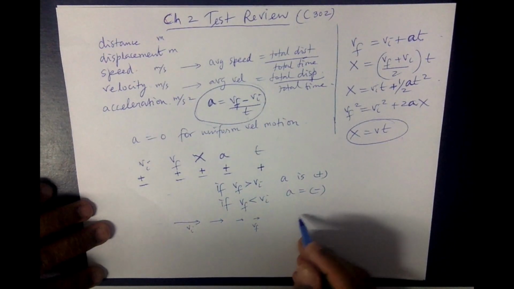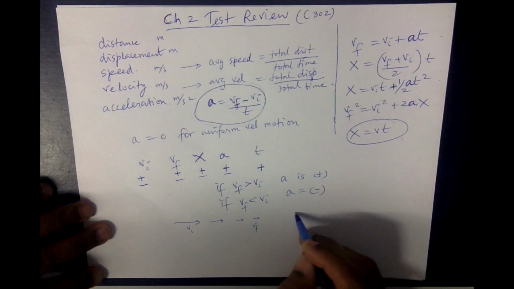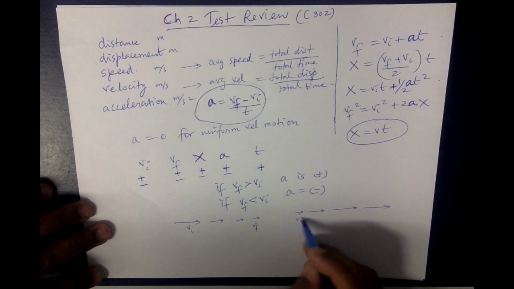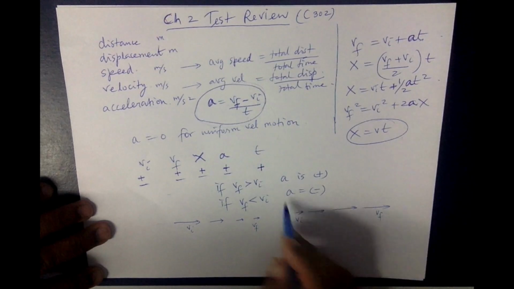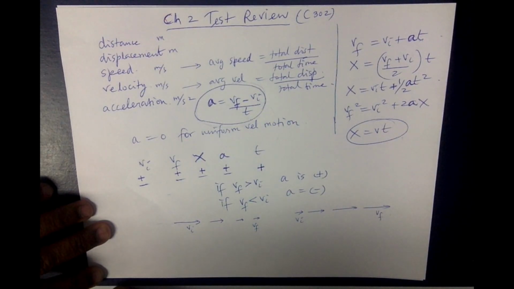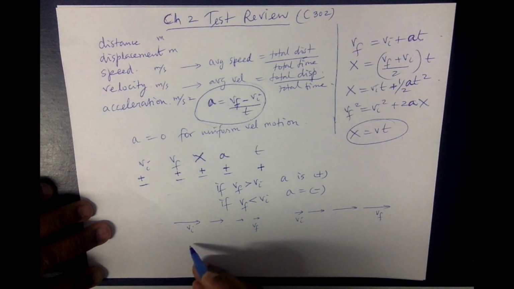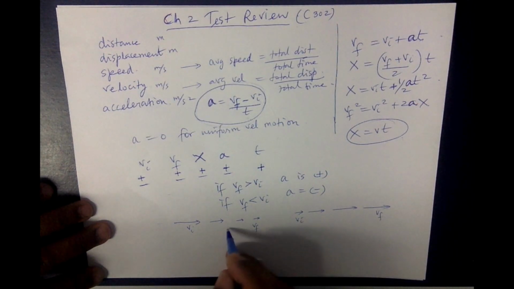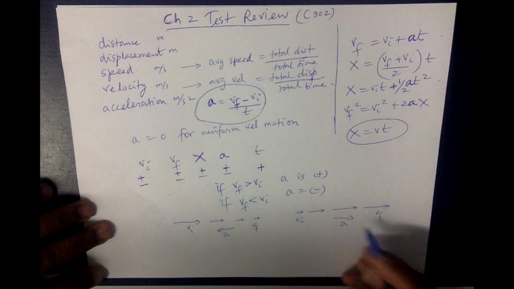On the other hand, you can have velocity that is increasing that way. That means the initial velocity is small, final velocity is big, so it is an acceleration positive. Now, can something be moving backward and accelerating this way? That's also possible. So acceleration in this case is this way. Acceleration in this case is that way.